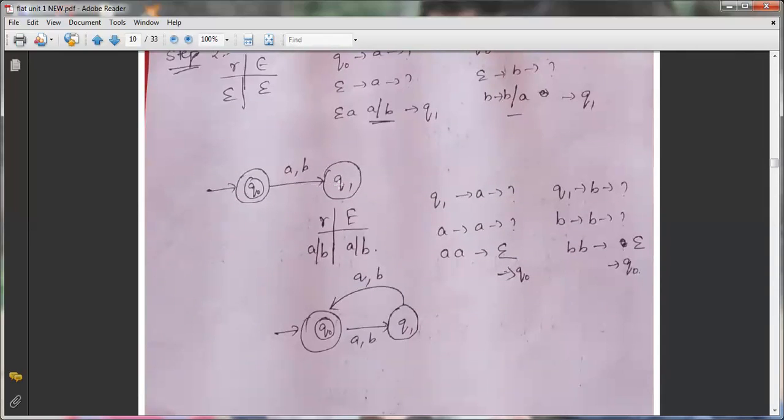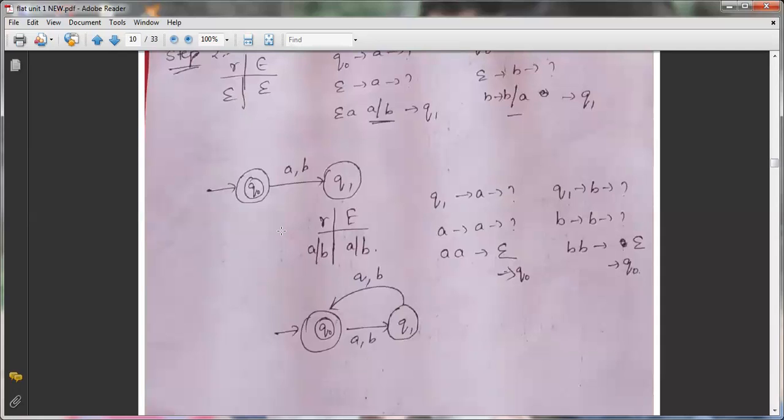So I have created a new state here that will be Q1 by giving the input as A comma B. Either you can take A or you can take B. So again, we have the new state as Q1 here. Okay, what is the read value for Q1? That will be A or B. What is the expected value for Q1? That will be A or B.